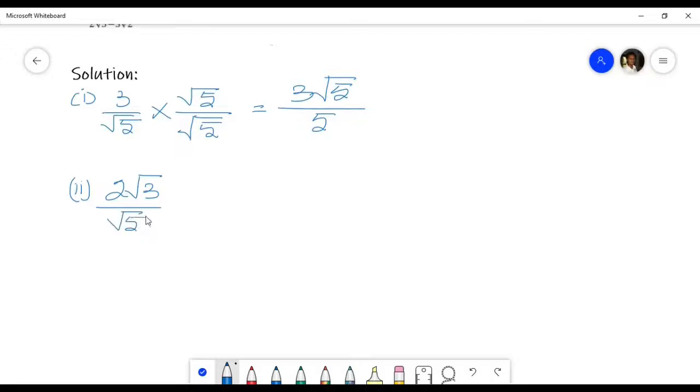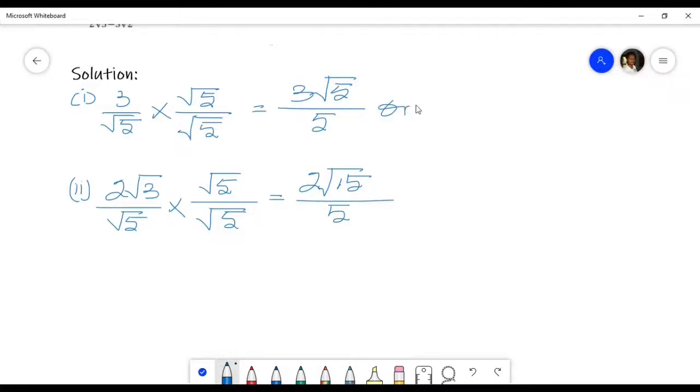2 root 3 by root 5, we have to multiply with the denominator. We multiply the fraction using the denominator, root 5 by root 5. So 2 is the real number, we cannot multiply it with the radical. We can multiply the radicals. 3 5s are 15, divided by root 5 into root 5, which is 5. So this is the answer for the second question.